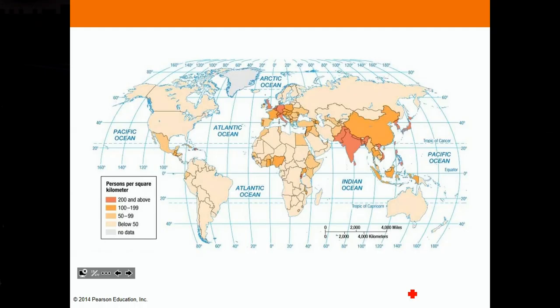This map right here shows persons per square kilometer. What kind of density is that based on what we just now looked at? We got arithmetic density. I'll write that up.